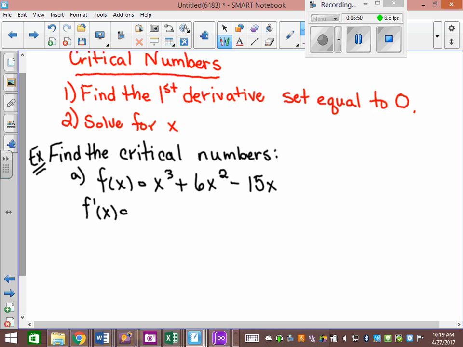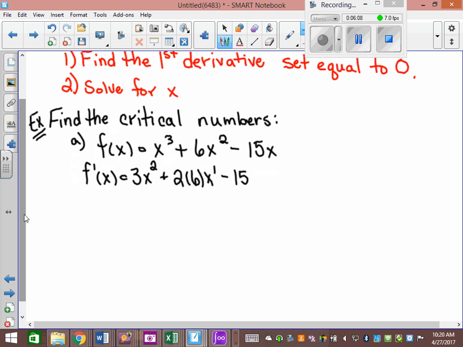This one's easy. It's just power rule. Take the 3, drop it in front. X to the 2. Plus take the 2, drop it in front. 6, x to the 1. And then minus 15. So f prime of x is 3x squared plus 12x minus 15. And then set it equal to 0.